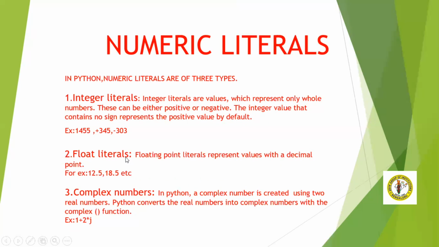Next, we will move to float literals. What do you mean by float literals? Floating point literals represent values with a decimal point. If I am representing any value with a decimal point, that is known as a float literal. For example, 12.5, 18.5, and so on. Then next, complex numbers. In Python, a complex number is created using 2 real numbers. Python converts real numbers into complex numbers with the complex function. One example for this is 1 plus 2j. This is a complex number.